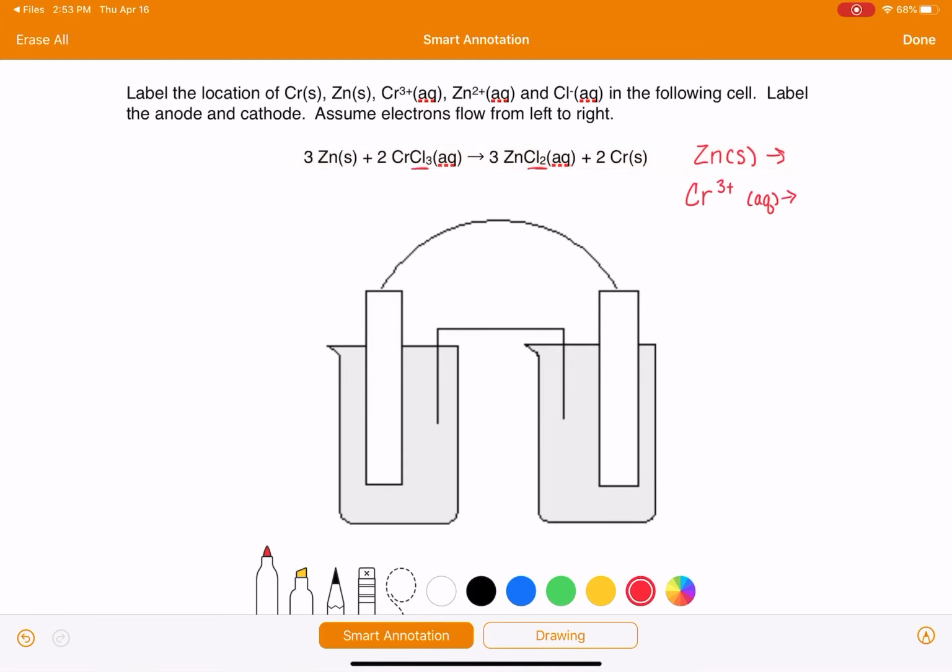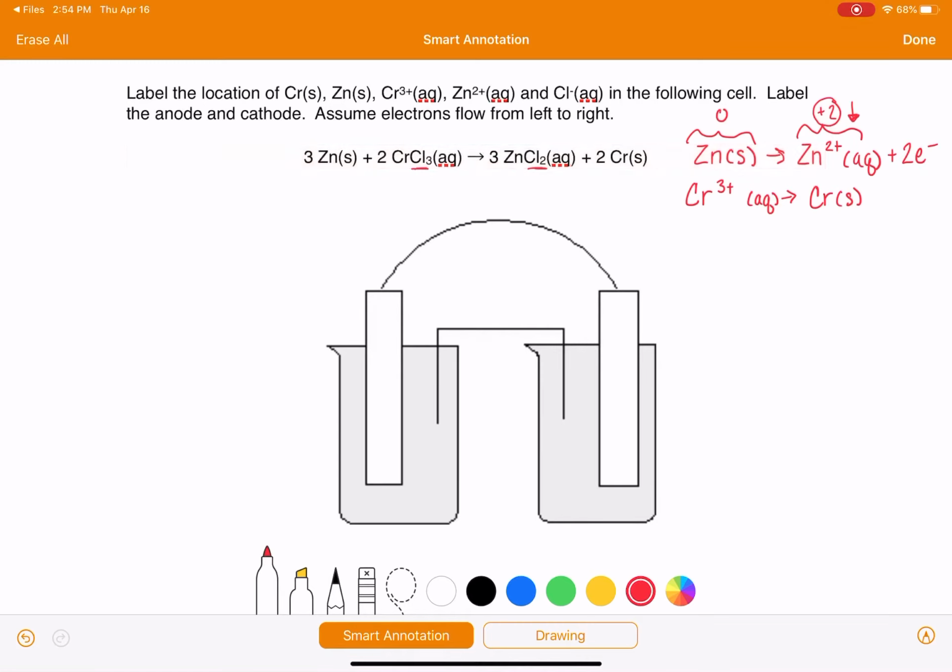So the chromium on the left-hand side is a Cr3+. What's going on with the zinc? Zinc is turning into Zn2+. That's aqueous. Chromium is turning into Cr solid. Where are the electrons? Let's just focus on the zinc reaction. The left side of this reaction is a 0. The right side of this reaction is a +2. We have to take the higher side, bring it down so that it matches the lower side. So there's electrons right there.